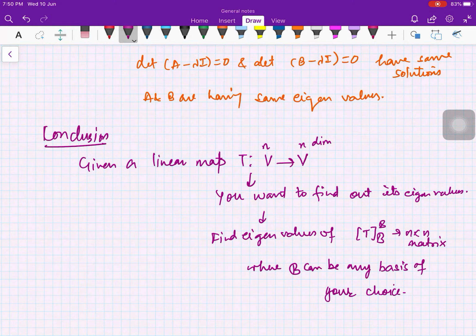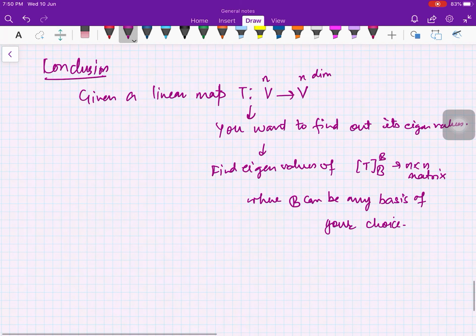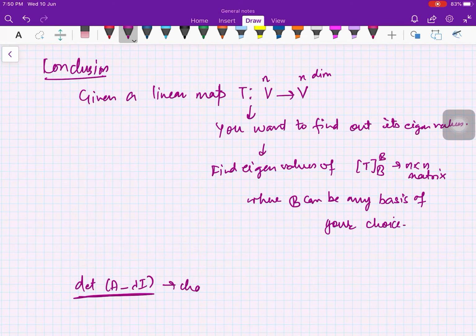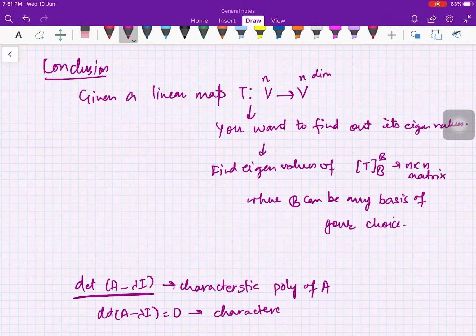In the next video we will look at an example. Further, one more thing I want to tell you: this quantity, determinant of A minus lambda I, is a polynomial in lambda, and it is called the characteristic polynomial of A. I forgot to tell you earlier. And determinant of A minus lambda I equal to 0 is called the characteristic equation of A.